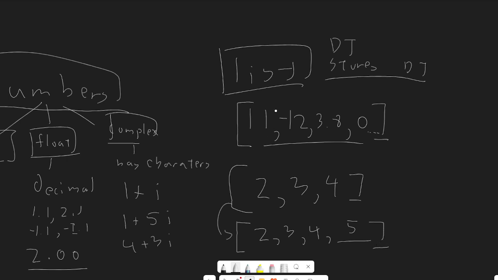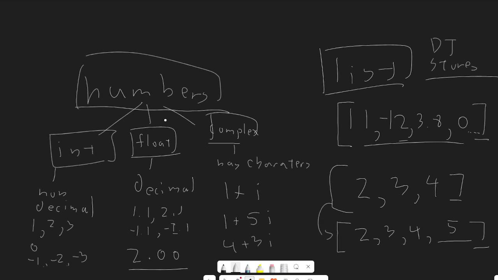So, in short, lists are data types that store data types. Lists have many things, not just numbers, and you can edit lists. Numbers consist of 3 parts: integers, floats, and complexes. Integers are non-decimals, floats are decimals, complex has characters, like imaginary numbers.